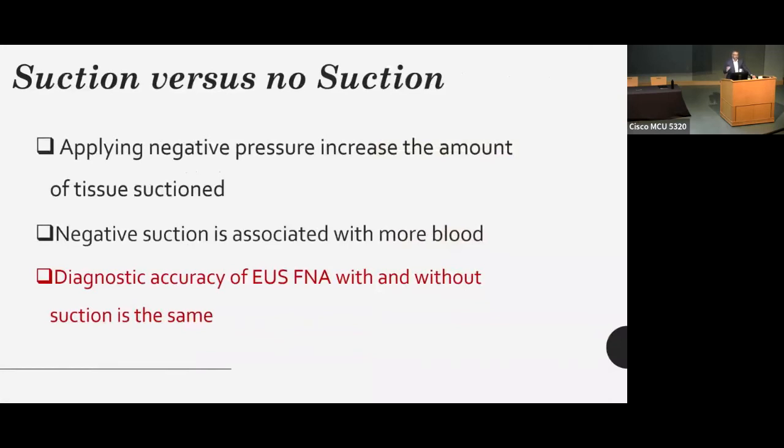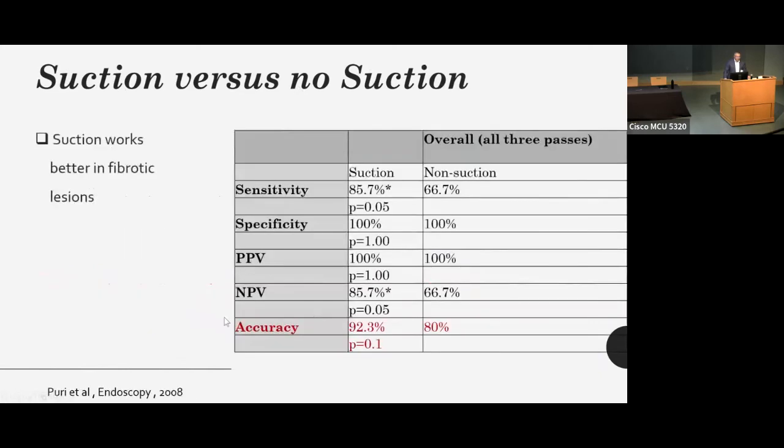So when we advance the needle inside the mass, we usually put this syringe and it has suction in it. And the question is, should we apply this negative pressure or not? So the idea is that if you apply negative pressure, you're going to get more tissue. But some people will say, but you're also suctioning more blood. So negative suction is associated with more blood. So there is this debate about that, and the debate saying that whether you use suction or no suction, it is the same. Is this really true or not?